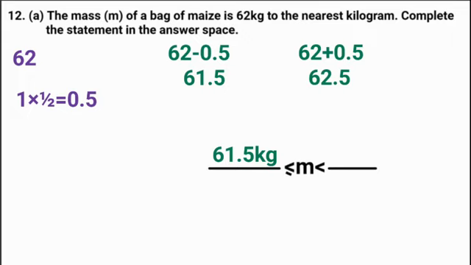less than 62.5 kg. So when the measurement is taken, this measurement is just approximately rounded off. The actual measurement is between 61.5 and 62.5. Okay, now we can go ahead and go to the next question.